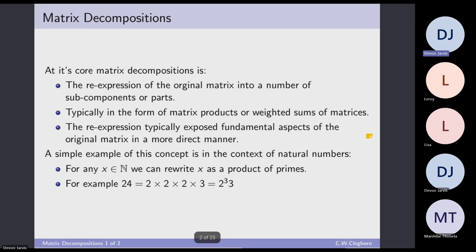So at its core, matrix decomposition is the re-expression of some original matrix into a number of subcomponents or parts. This is typically in the form of a matrix product or weighted sum of matrices. The ones we really look at here are a couple of matrix products. The re-expression typically exposes fundamental aspects of the original matrix in a more direct manner. In particular, things like eigen decomposition and singular value decomposition have a very interpretable representation of what's going on.